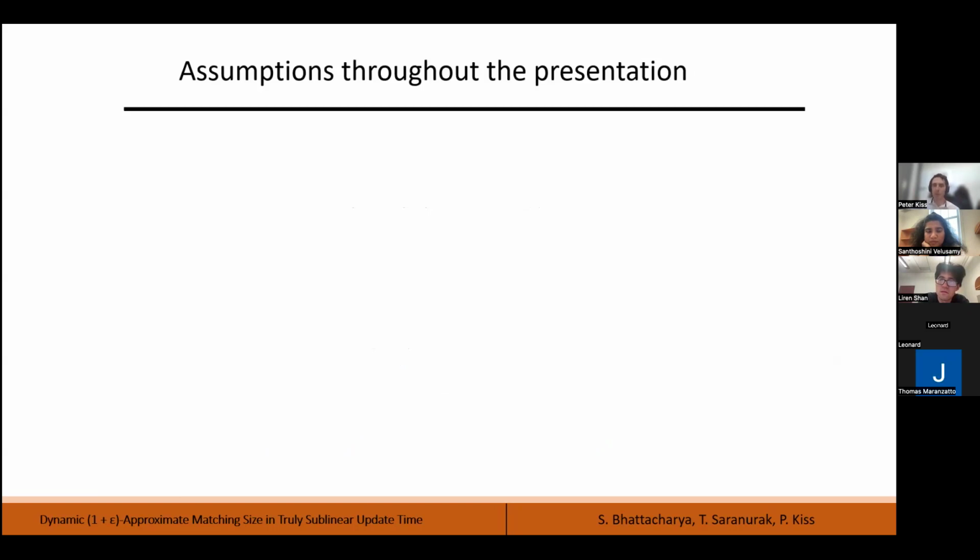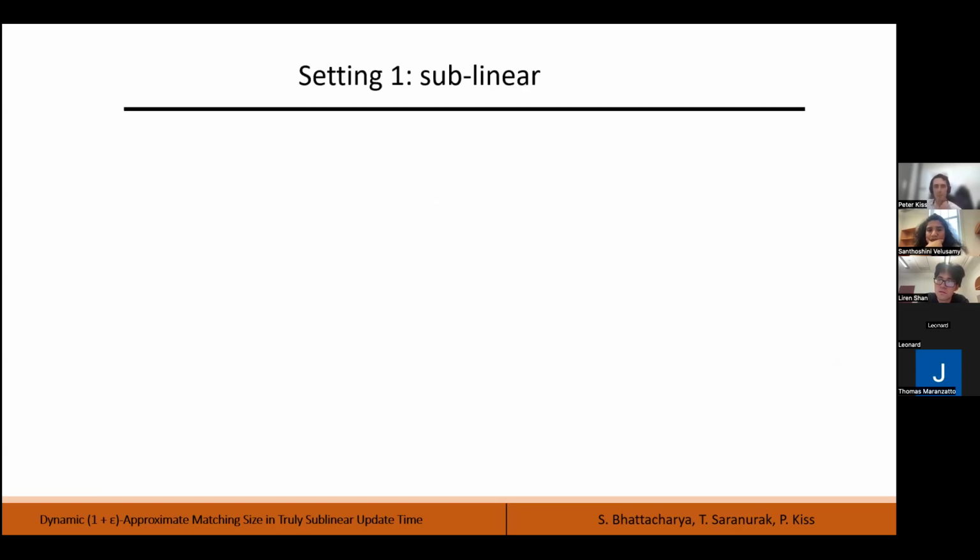So just a few simplifying assumptions throughout the presentation. Think of the graph as very dense. In most of these models, there are technical tools which allow you to make this assumption, or it doesn't even make sense to not make this assumption. And also assume that there's a large matching in the graph. The same goes for this assumption: it doesn't make a big difference if you don't assume it, for technical reasons. We will consider two settings, and I will show a very simple connection between these two settings.